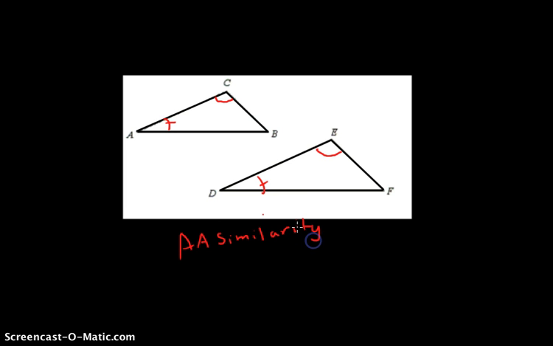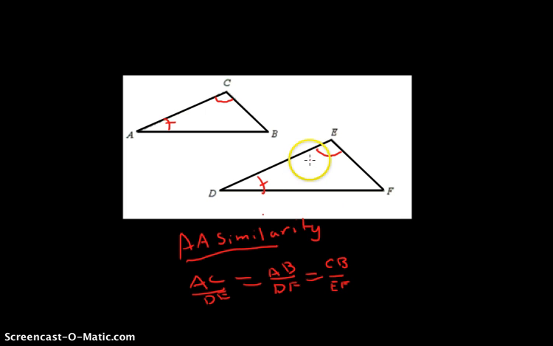This is probably one of the most common ways to prove that two triangles are similar, and just by doing this you can prove they're similar, and then all those things that I just talked about apply. So if we can prove this, then AC over DE is equal to AB over DF, which is equal to CB over EF.